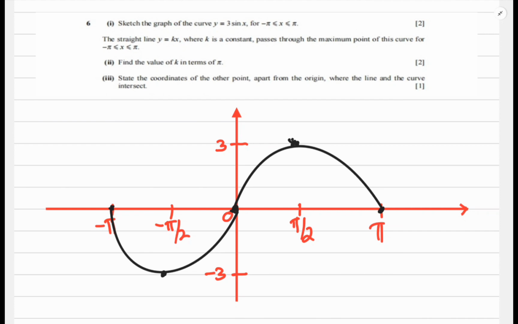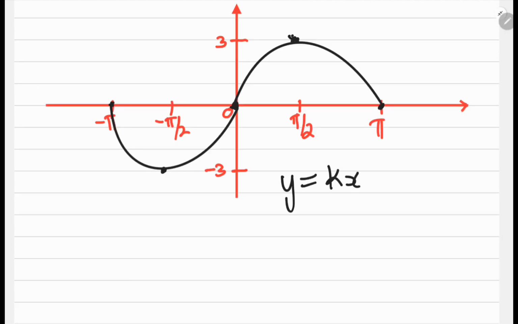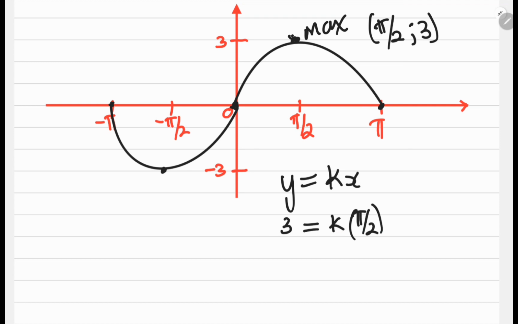Next part, the straight line y is equal to kx, where k is a constant, passes through the maximum point of this curve for x from negative pi up to pi. Find the value of k in terms of pi, 2 marks. Our equation is y is equal to kx, and it passes through a maximum point whose coordinates are pi over 2 and 3. So we just substitute y is 3 and x is pi over 2. We divide both sides by pi over 2. Our k is 6 over pi.